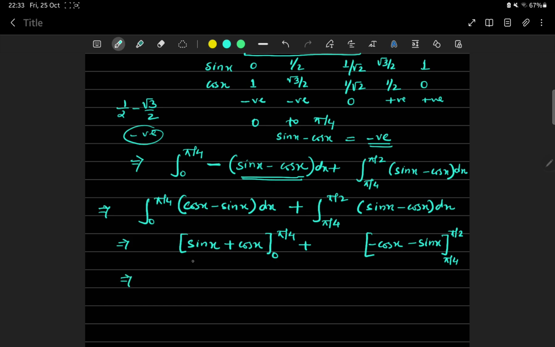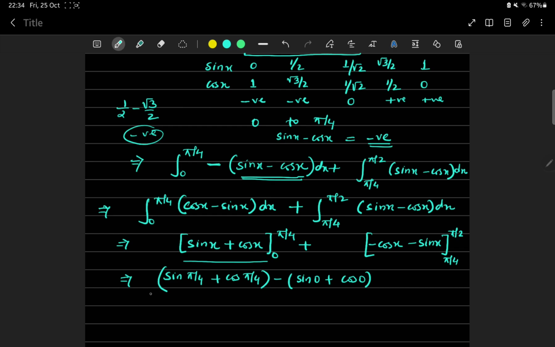So here if you see the first part, first we have to put the upper limit. So upper limit will be sin pi by 4 plus cos pi by 4. So what will it give you? Sin pi by 4 plus cos pi by 4, minus, then we will put the lower limit, sin 0 plus cos 0.